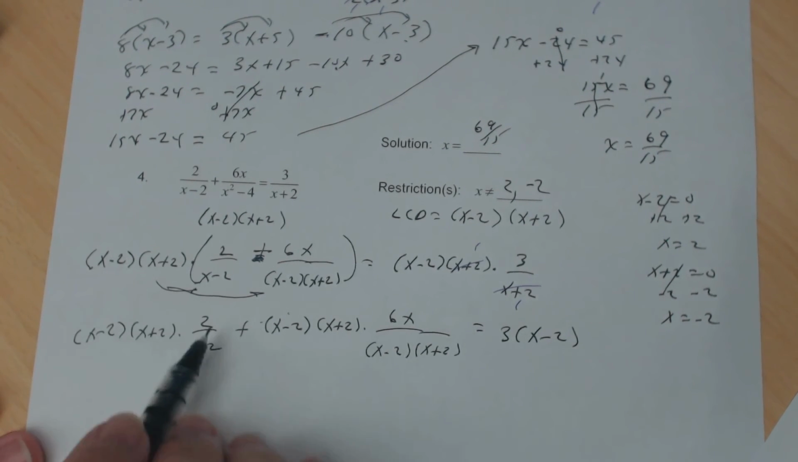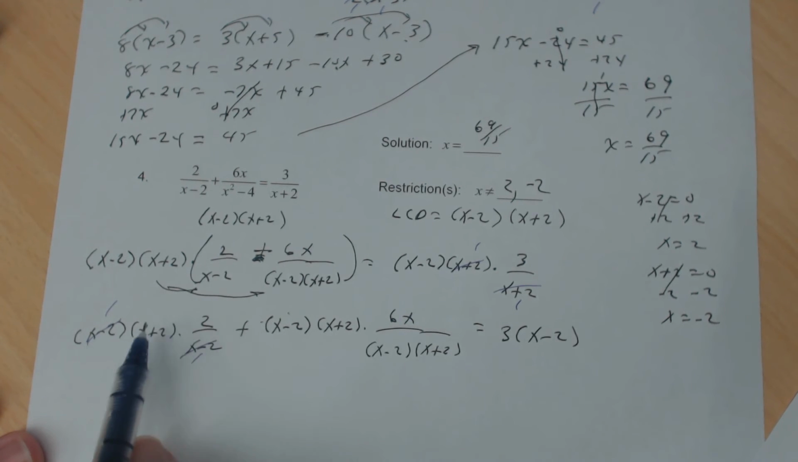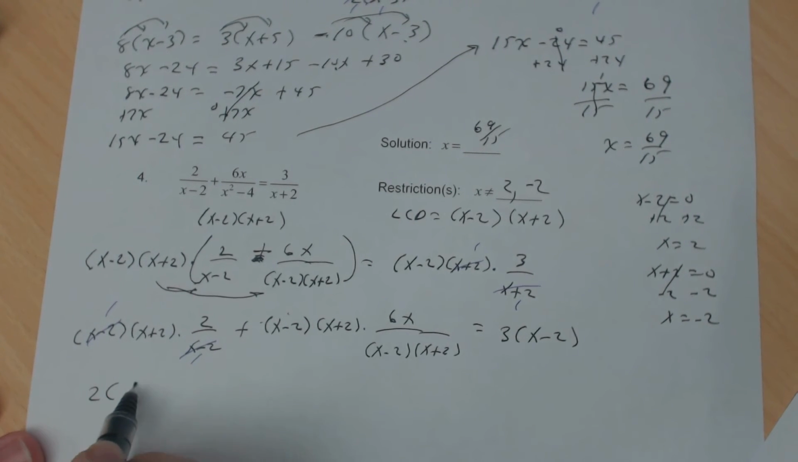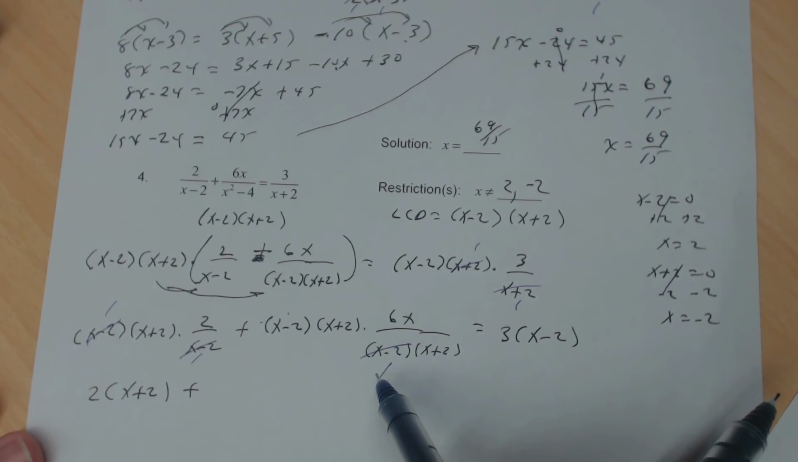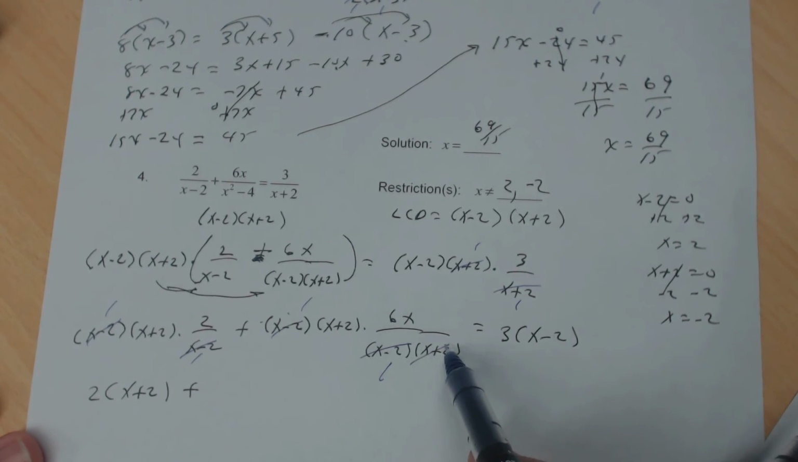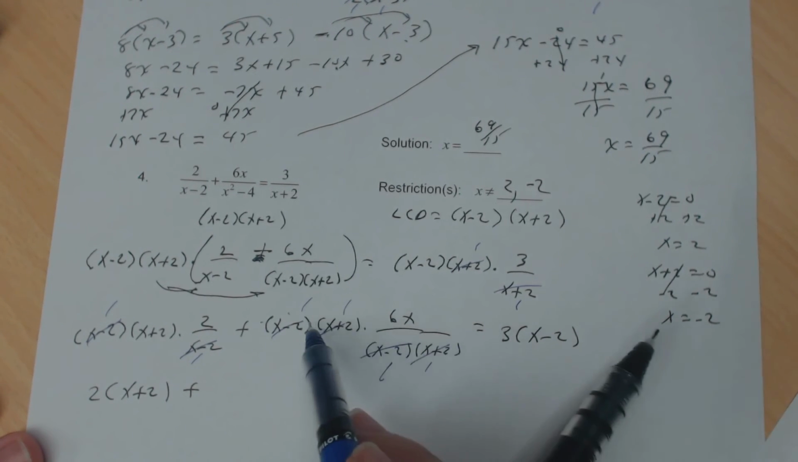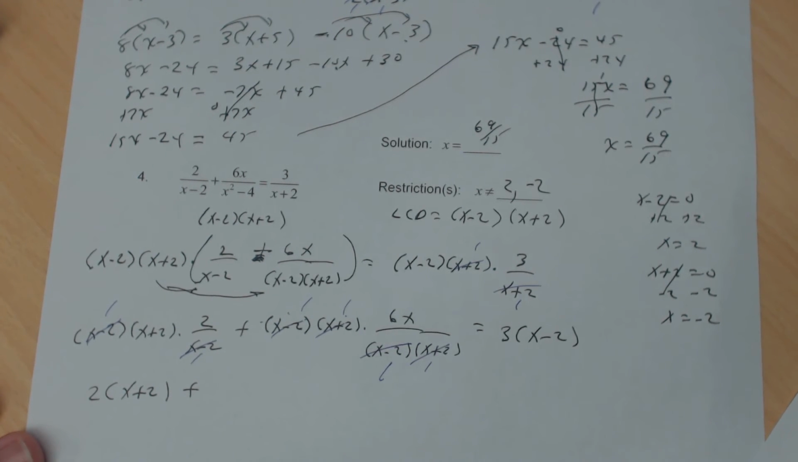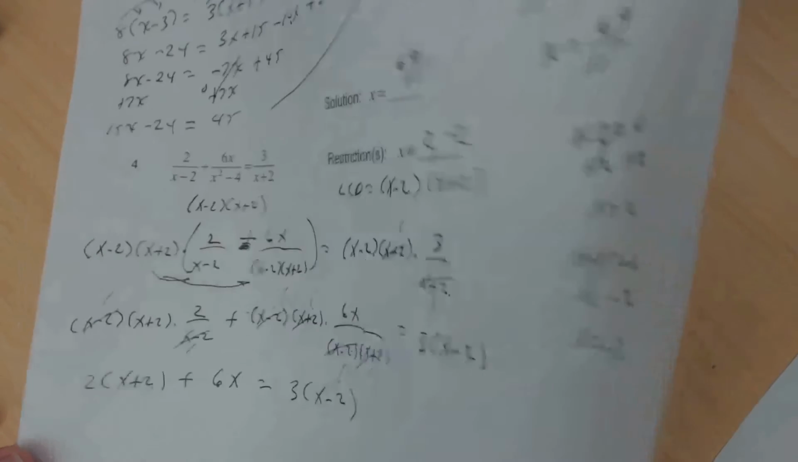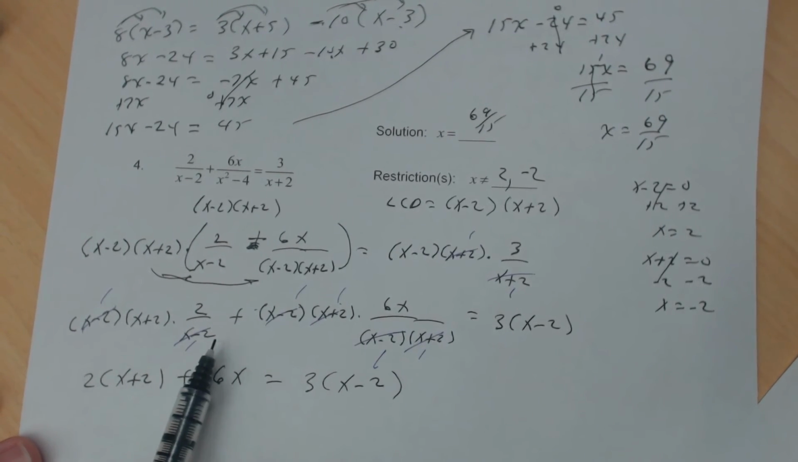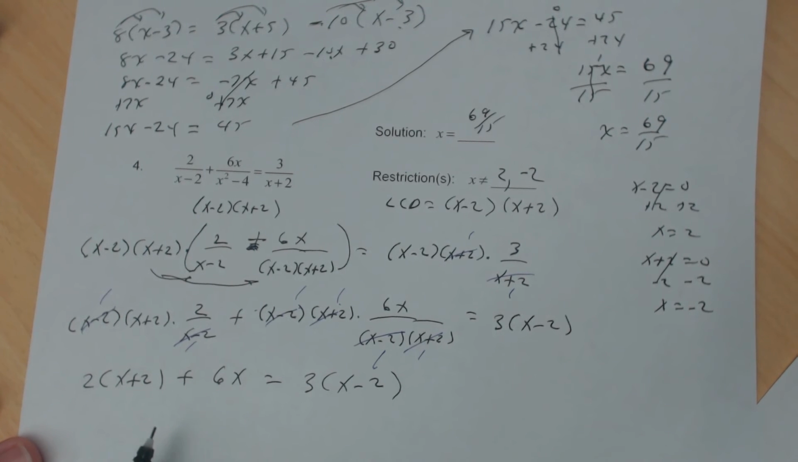Alright, so now let's reduce what we can here. So over here, the x minus 2's divide out, and you're left with 2 times 1 is 2 times x plus 2. So you're left with 2 times x plus 2. Plus, over here, this factor, x minus 2, divides out into this factor, and you're left with 1 times 6x, which is just 6x, equal, and then 3 times x minus 2. Alright, now notice I no longer have denominators. That was the whole point of multiplying by the LCD, to clear those denominators.